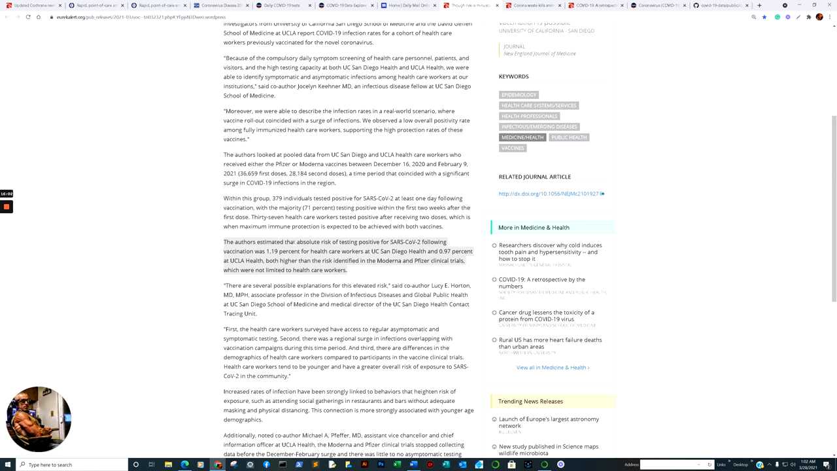The authors estimate the absolute risk. Now, talking relative risk versus absolute risk, the wording is very important. The absolute risk of testing positive for SARS-CoV-2 following vaccination was 1.19% for healthcare workers at one healthcare facility and 0.97% at the other, which is higher than the risk in the Moderna and Pfizer clinical trials. Keep in mind, the thing I would like to see here is what the odds are of a healthcare worker actually contracting coronavirus to begin with, because they're being vaccinated. You see where I'm going with this?